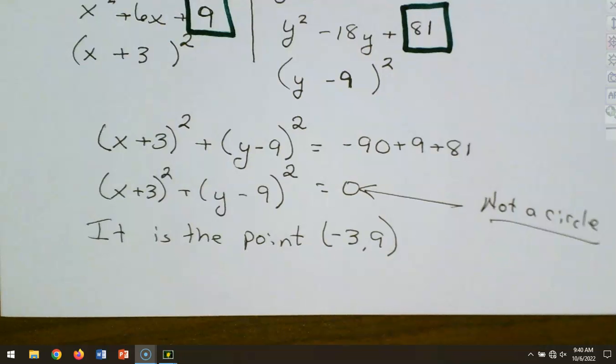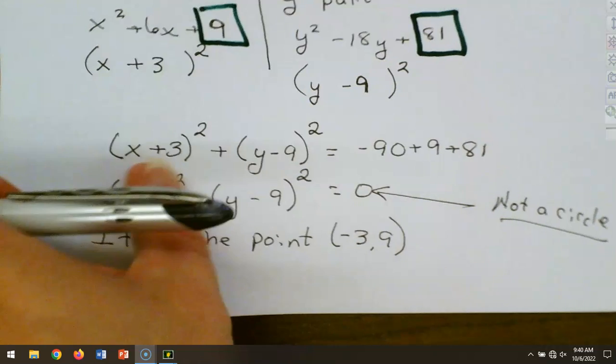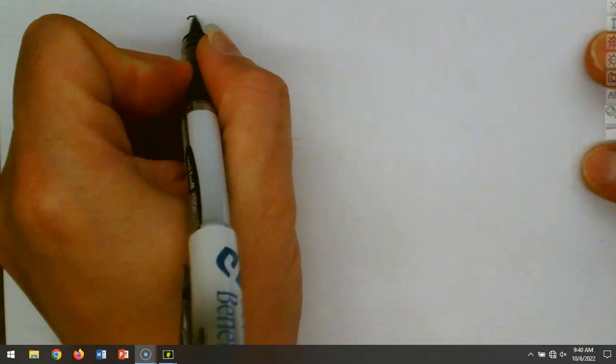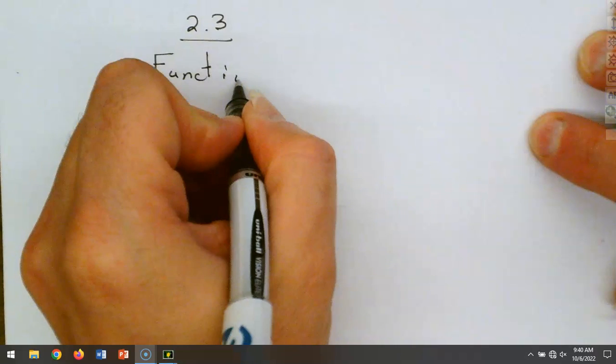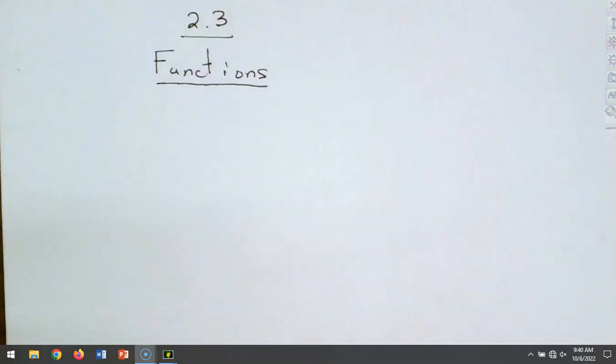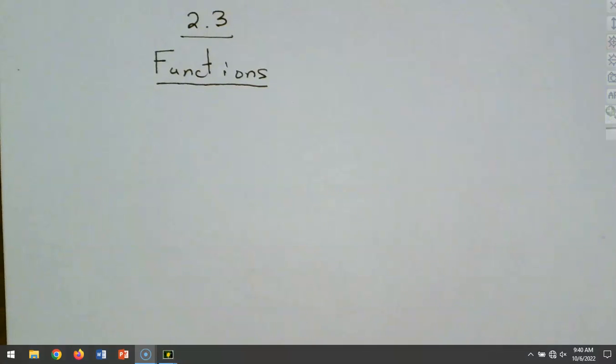Anything else? Okay, well, let's then go ahead and now talk about 2.3, which is functions. So we're going to go ahead and begin talking in 2.3 about functions. Now, when we talk about functions, a function is a way of changing things. Okay, something goes in and something else comes out.